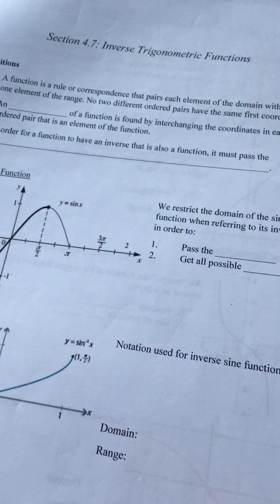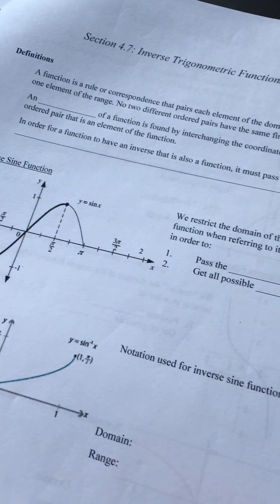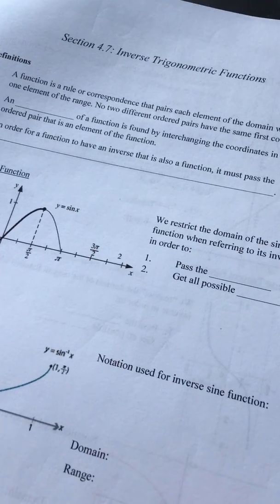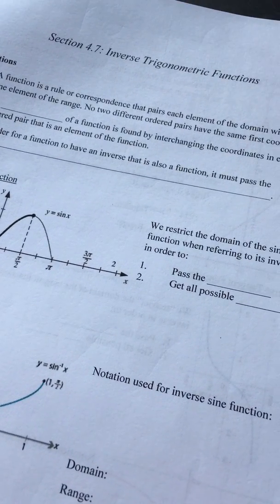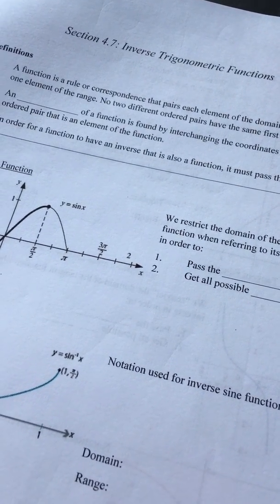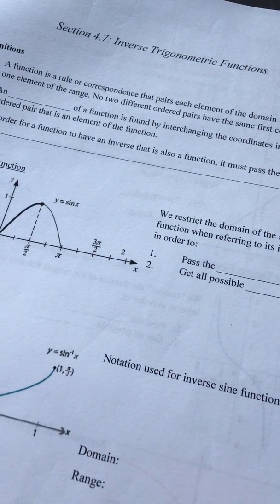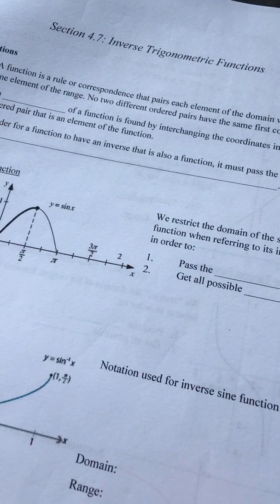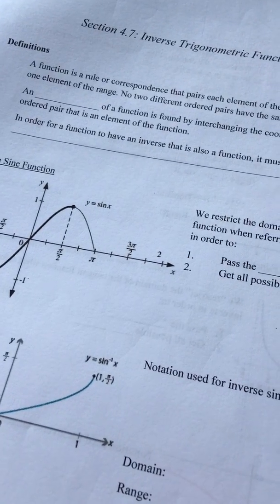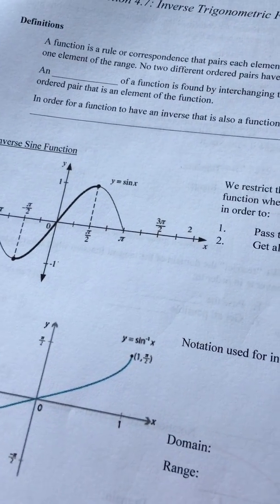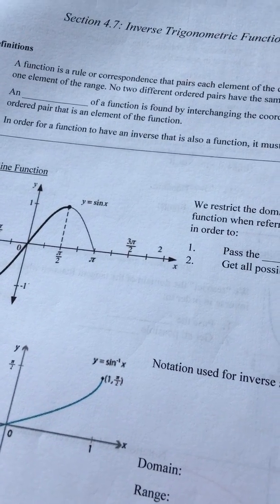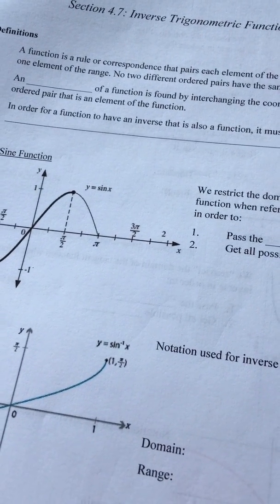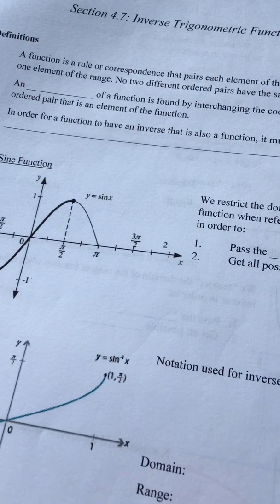Okay, so 4.7 is inverse trig functions. Now we've talked about inverse trig before. We did a lot of it in our calculator. What makes 4.7 different than when we've talked about it before is that we're going to try to make these things functions as opposed to just having at it. So I've got a couple definitions, and then sine function, cosine function, tangent function, and then we'll do some practice, and I'll show you how it looks slightly different than what we've done.